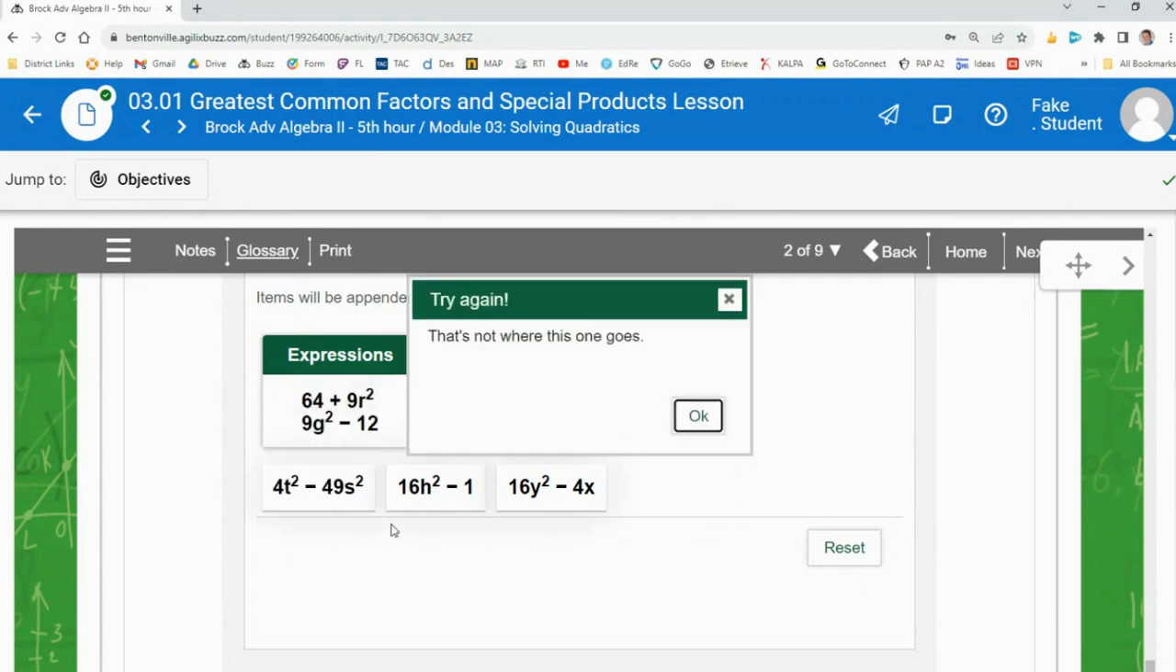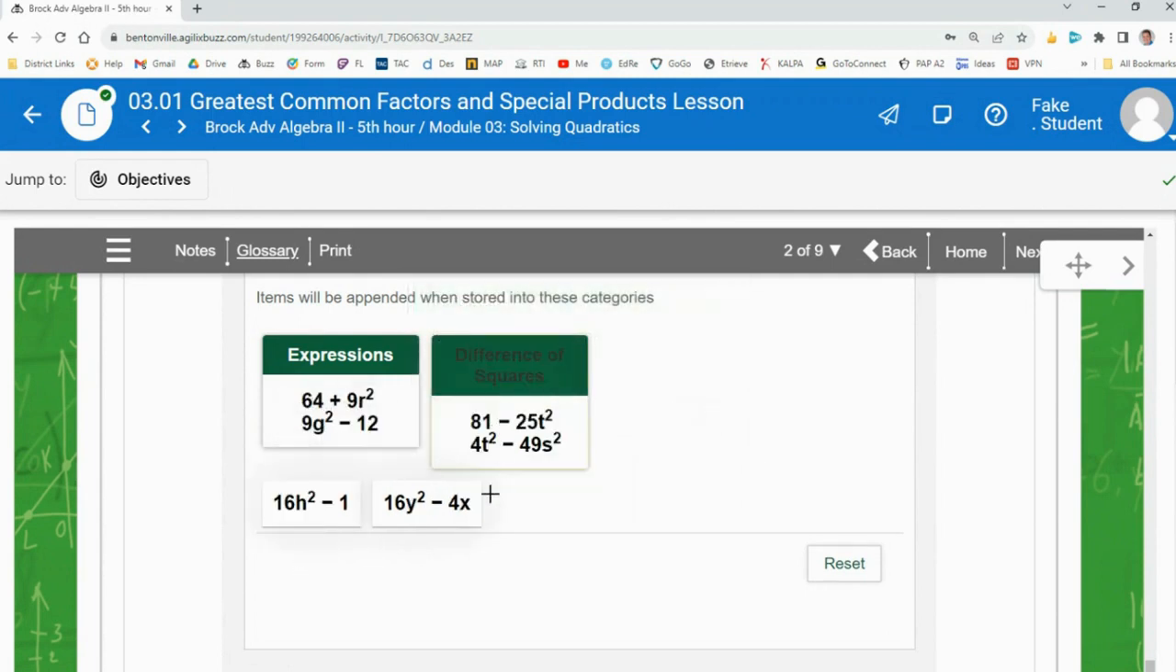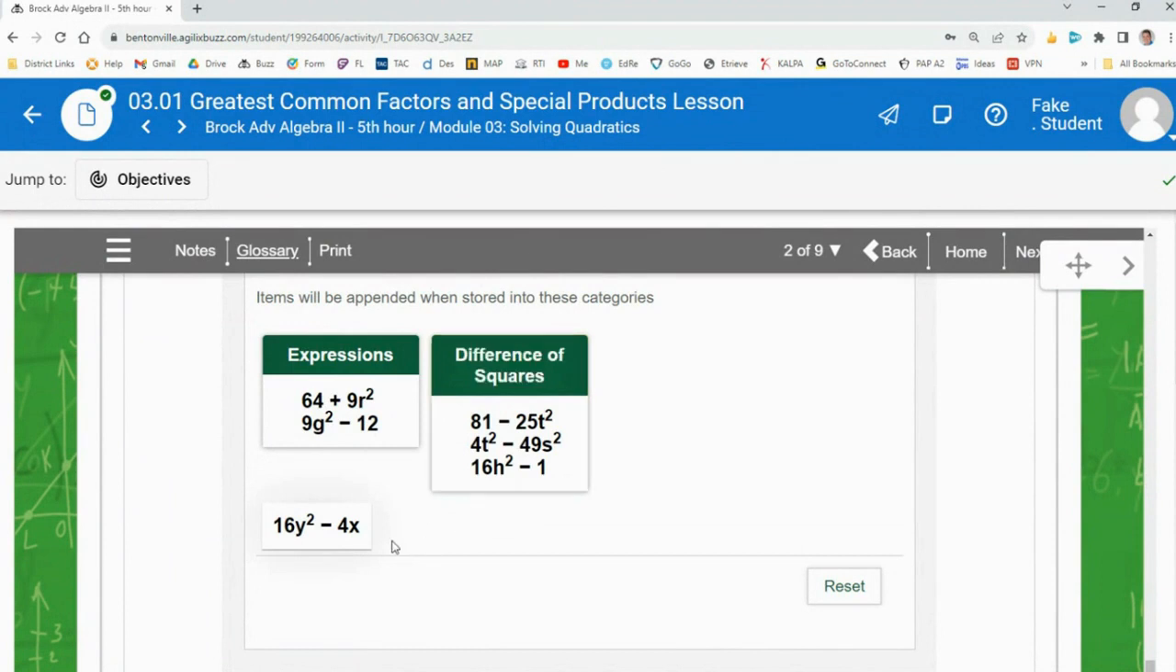So, I put it in the wrong one by mistake. Yeah, you did say it's a difference. 16h squared and 1. So it'd be 4h and 1, 4h plus 1, 4h minus 1. Yeah, that's a difference of squares. And let's see, how about this one? Is that a difference of squares? Yep. So what is the square root of 16y squared? 4y.